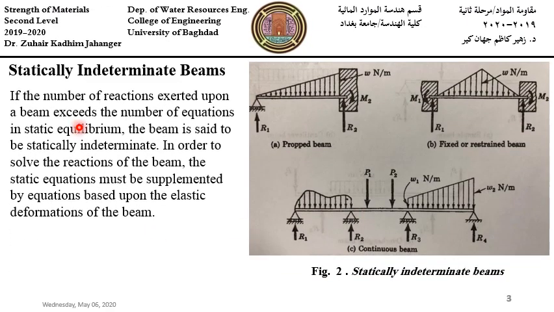And statically indeterminate beams: when the number of reactions exerted upon a beam exceeds the number of equations of static equilibrium, the beam is said to be statically indeterminate. Like this prop beam, fixed or restrained beam, or continuous beam, when the number of reactions exceeds the number of equations in static equilibrium.